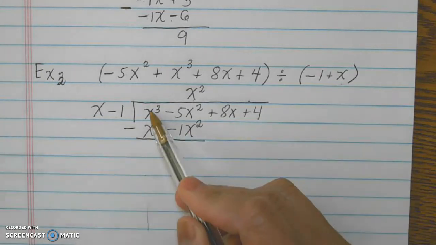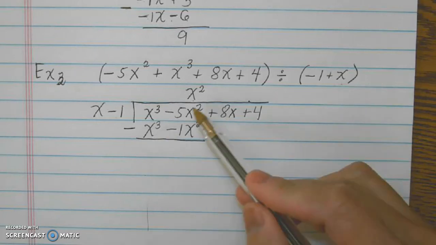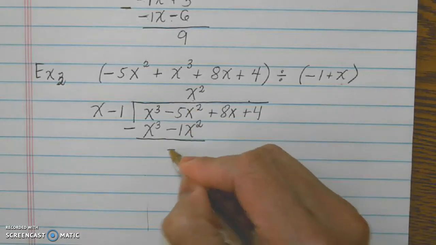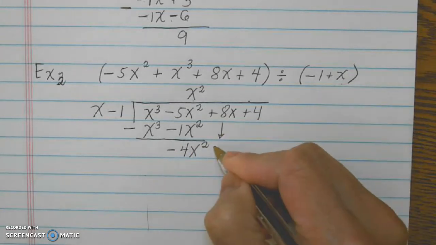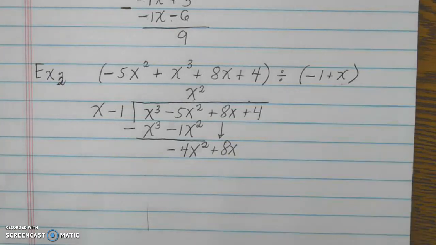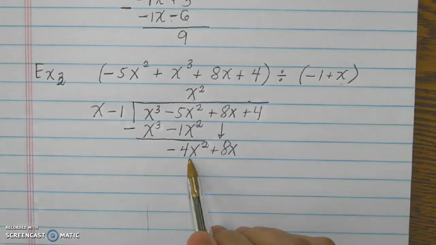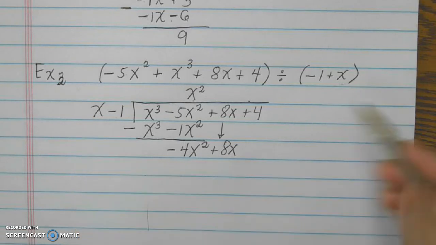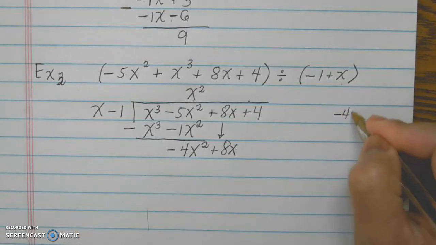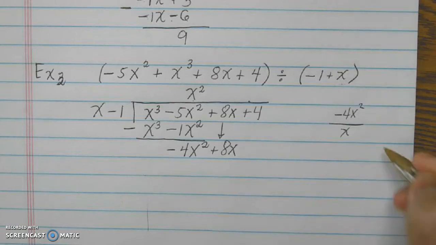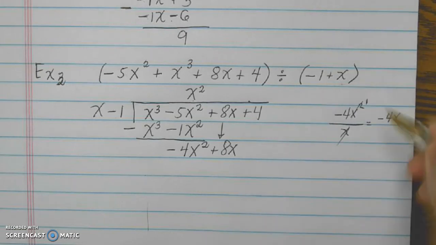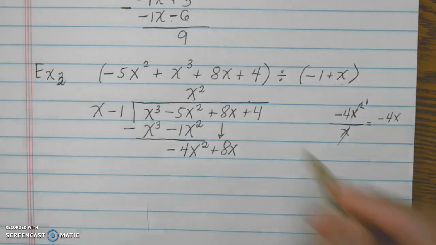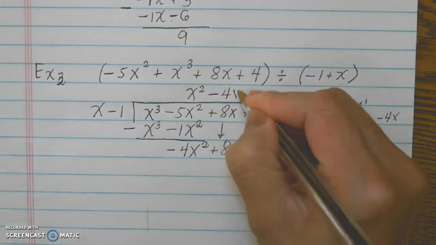The first term minus this is 0. This minus this is negative 4x squared. Bring down positive 8x. And we will continue the dividing process again. So negative 4x squared divided by x is a negative 4x, because that will cancel out. That will just be a 1x right there. So it's going to be a negative 4x right here.